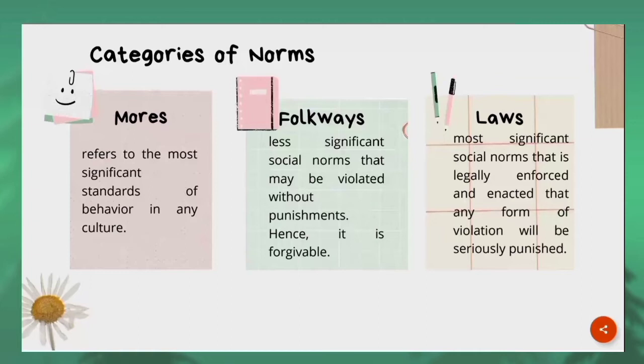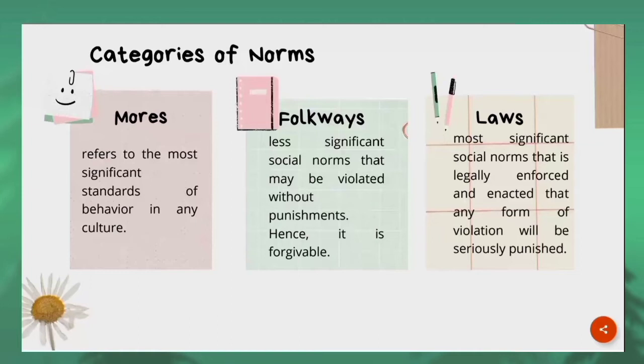Second, we have the folkways. Folkways are less significant social norms that may be violated without punishments. Hence, it is forgivable. For example, if someone does not use a spoon or fork during an actual banquet, or does not take a bath for a week or a month, it is forgivable. There's no punishment for such violation. But erring persons are reminded to outdo the usual practice in maintaining acceptable social behavior.